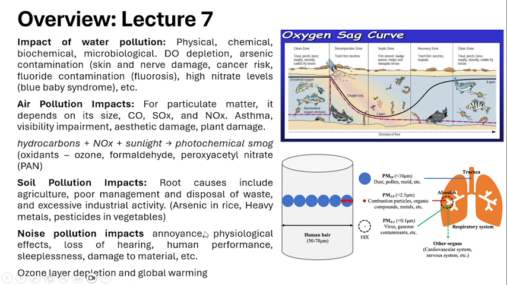Then some more effects of pollution are ozone layer depletion, which we know very well, and then global warming. These are all impacts that happen because of the different types of pollution.